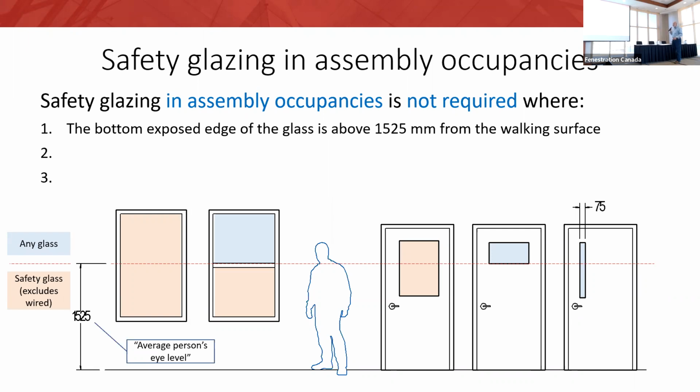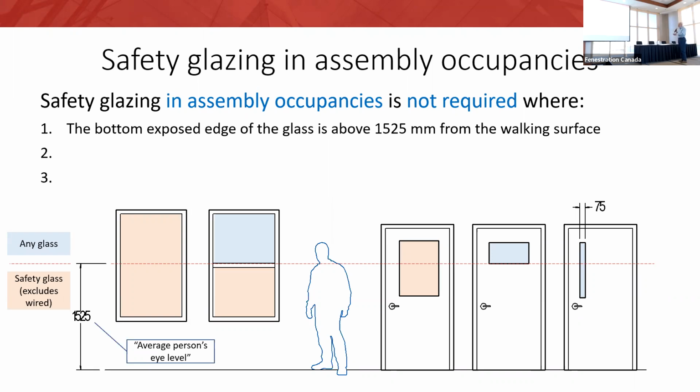And it's interesting, they chose that number because they looked at some studies and it seems to be the average person's eye level. They figure that, if you're falling, you'll protect your face with your hand or something. In other words, you won't need safety glass above that point.